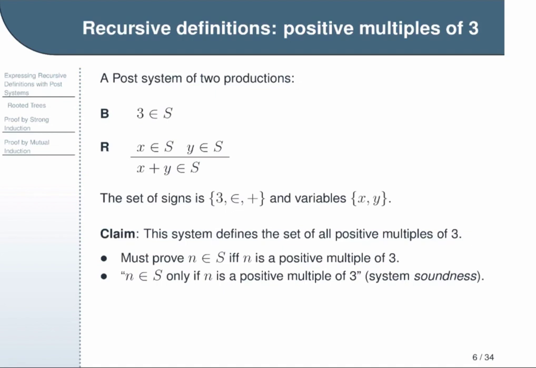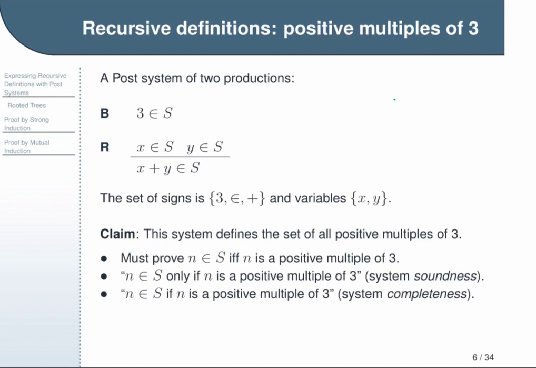There's nothing in it that is not a positive multiple of 3. This doesn't mean I have all the desirable things in it. I don't necessarily know that I have all of my positive multiples of 3. That is the next statement that I have to prove, right? And that is: n is in F if n is a positive multiple of 3. That's a completeness result. That means I do, in fact, have all positive multiples of 3 in my set.